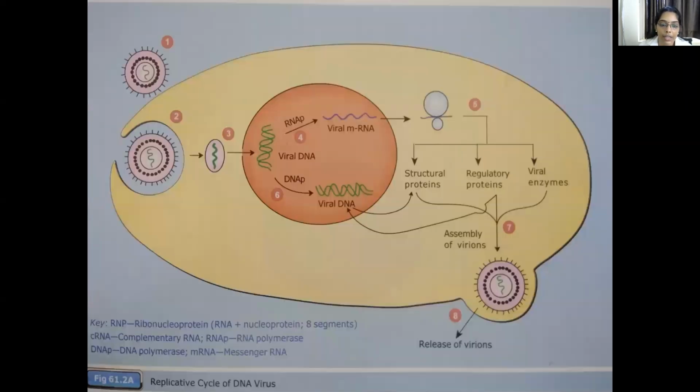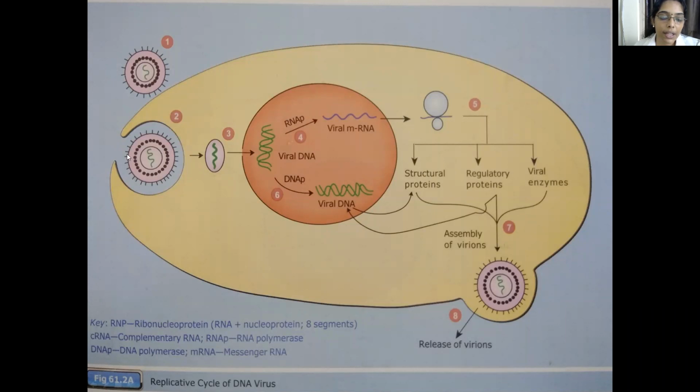Then let us see the replicative cycles of the DNA and RNA virus in the human cells. Let us start with the replicative cycle of the DNA virus. This is the virus here. There are certain specific receptor sites on the virus which get fixed to the complementary surface proteins on the host cell. This big thing in yellow is the host cell. On its surface there are complementary surface proteins to which the specific receptor sites on the virus come and bind. That is the first step.